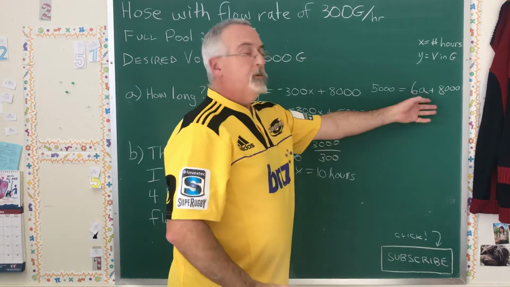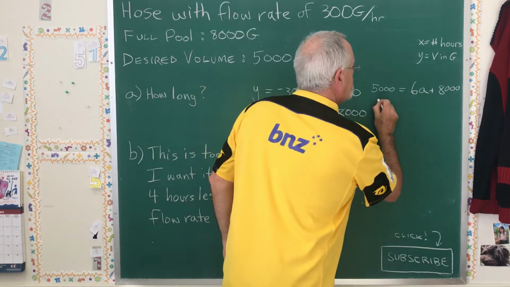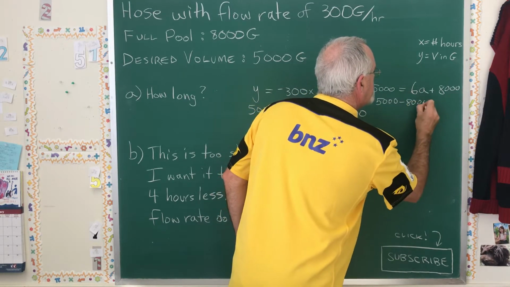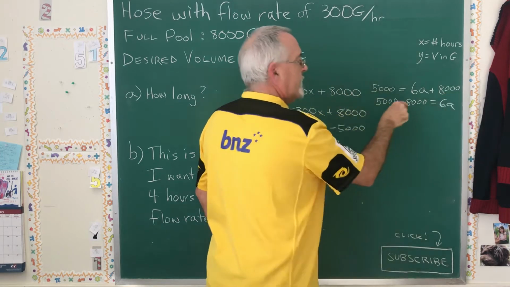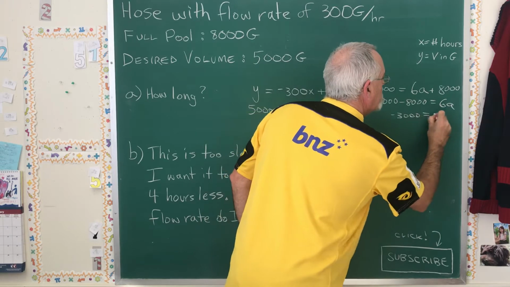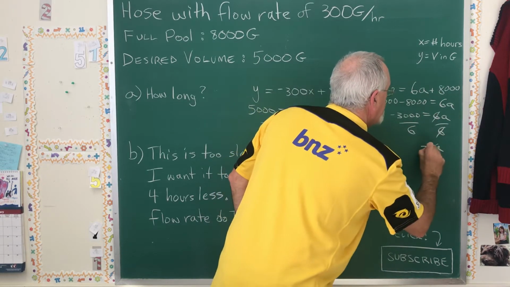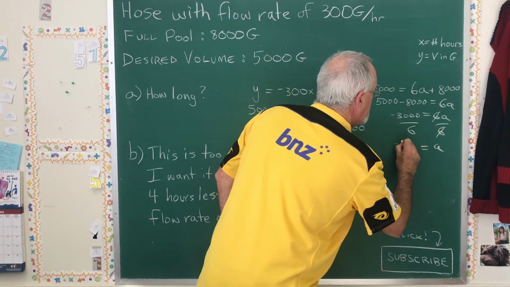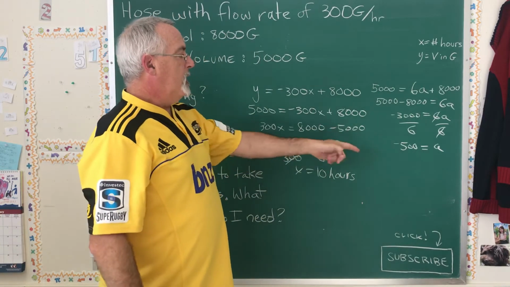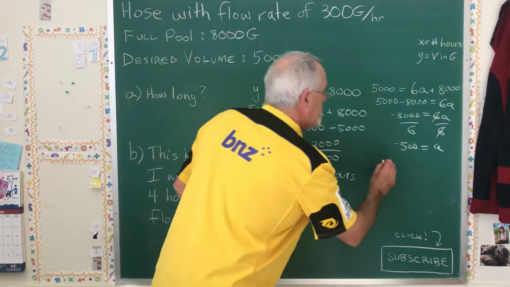Now I'm going to do some algebra and I'm going to isolate my a, which means I'm going to be finding my new slope. 5,000 minus 8,000 equals 6a. I've moved the 8,000 to the other side. It becomes negative. I have negative 3,000 equals 6a. Divide both sides by 6 to isolate my a, and it's equal to negative 500, which means I need my flow rate to be negative 500 or 500 gallons per hour.